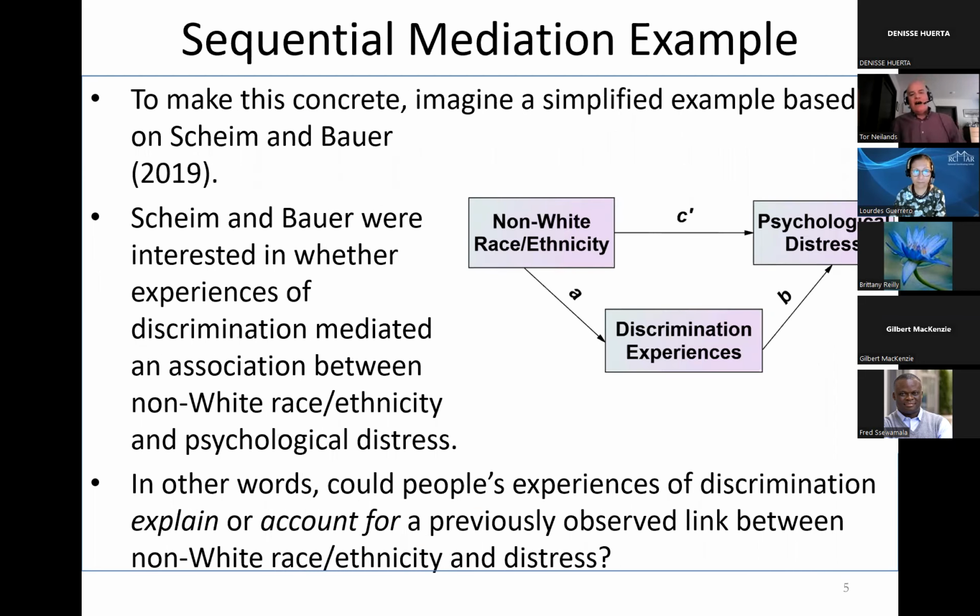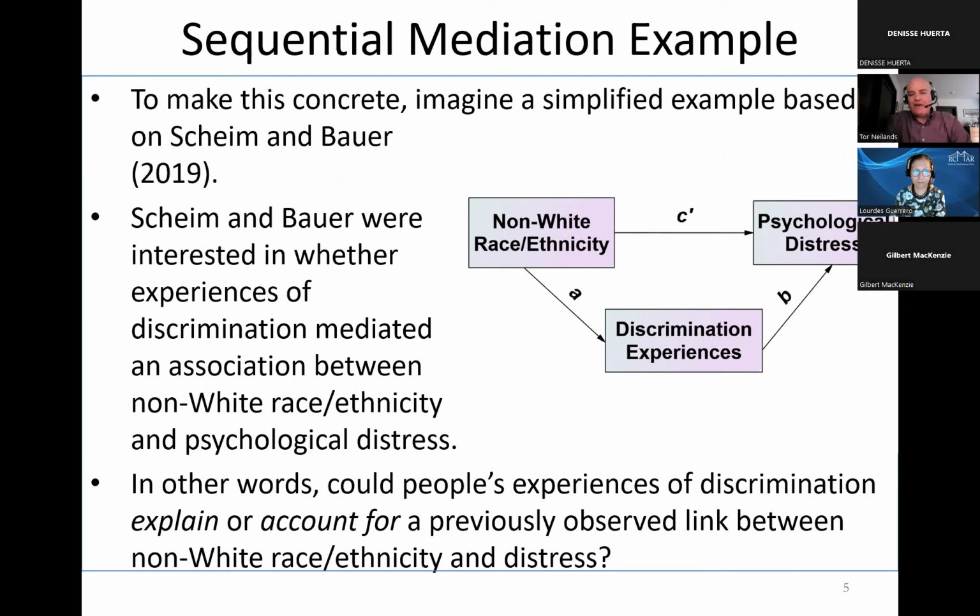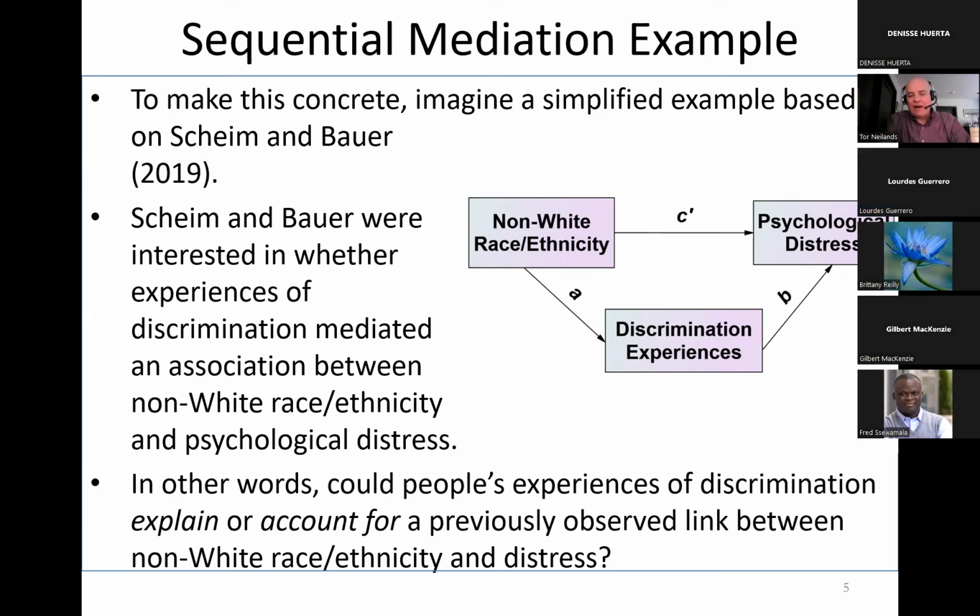So I drew on a paper published by Aidan Scheim and Greta Bauer back in 2019. Aidan and Greta were interested in whether experiences of discrimination mediated an association between non-white race, ethnicity, and psychological distress. And this is a simplified version of what they did. They had a lot more race, ethnicity categories and a more sophisticated setup, but I'm trying to introduce the principles here in the most digestible way possible. So I slimmed it down a little bit.